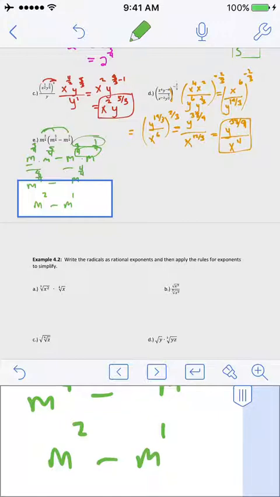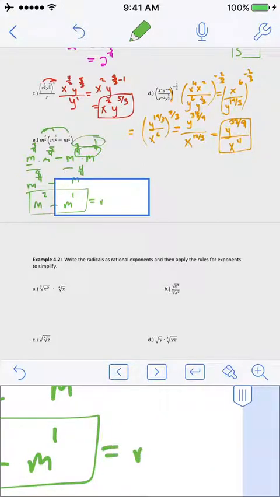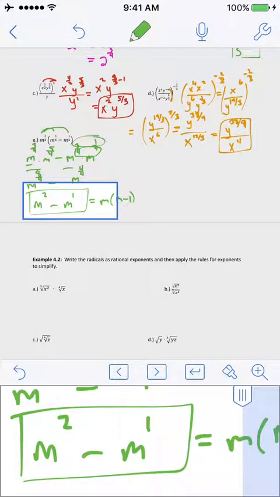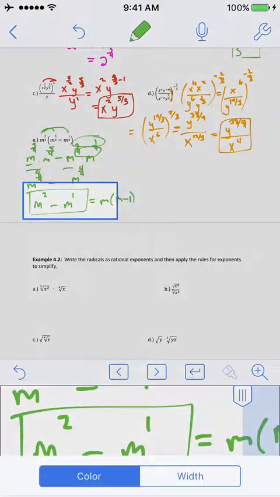which are unlike terms. And so that's what I'm left with, m squared minus m. Could factor a little bit if I wanted to. M times m minus 1. That would be fine. But that definitely does not equal m. If I had 2m minus m, that would be m. But this is m squared minus m, right? So that would be my final answer. Okie dokie. I don't know what I'm doing.